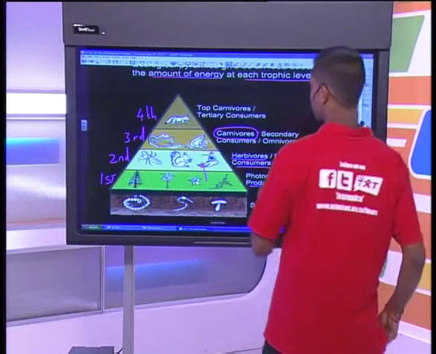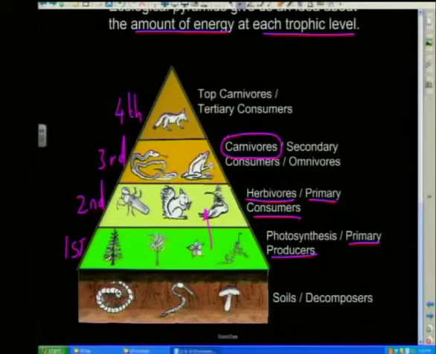Okay, right on the top, on the fourth trophic level, we have the top carnivores, and this forms the tertiary consumers. And in this pyramid, you can clearly see that as we move up to the top, the amount of energy available decreases. Something else that we also note is that the size of the organisms gradually decreases, and the amount of energy decreases as well.